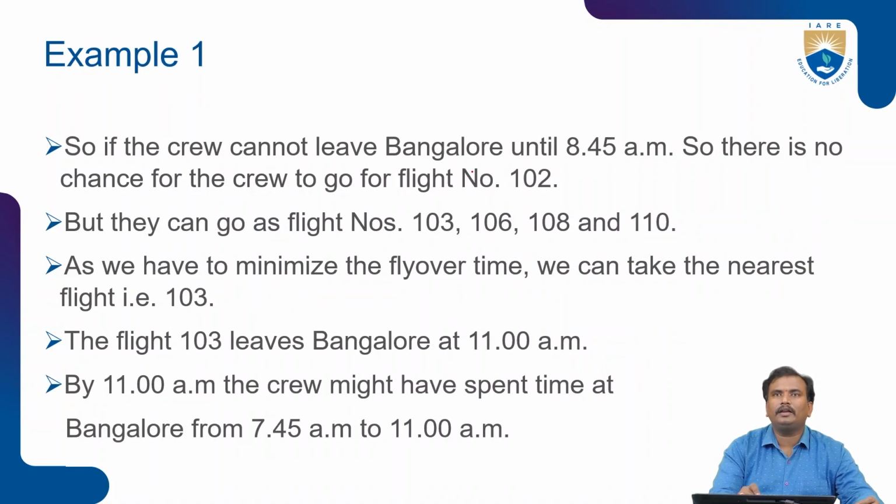So the crew cannot leave Bangalore until 8:45 a.m., so there is no chance for the crew to go for flight number 102. But they can go as flight numbers 103, 106, 108, 110. As we have to minimize the layover time, we take the nearest flight, 103. Flight 103 leaves Bangalore at 11 a.m. By 11 a.m., the crew will have spent time at Bangalore from 7:45 a.m. to 11 a.m.